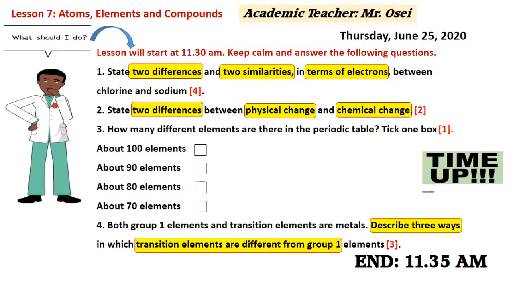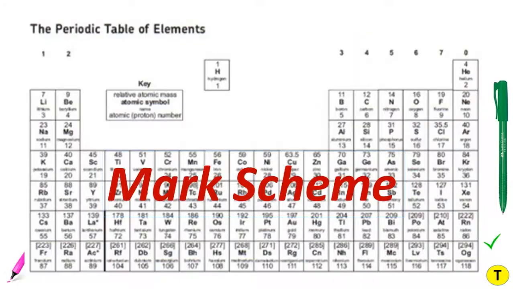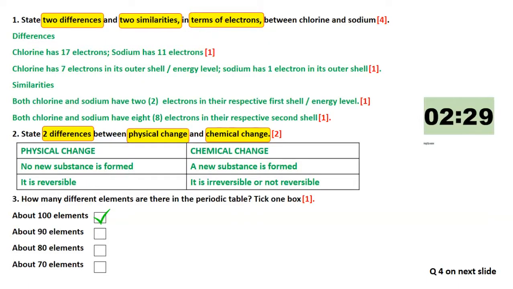Time up. Let's look at the answers. So mark scheme. So 2 differences, 2 similarities in terms of electrons. So everything you mentioned should be about the electrons. The first thing you write is chlorine has 17 electrons, sodium has 11 electrons. Again, you need your periodic table to be able to do this. Chlorine has 7 electrons in its outer shell. Sodium has 1 electron in its outer shell. Those are the differences. And then we come to similarities.